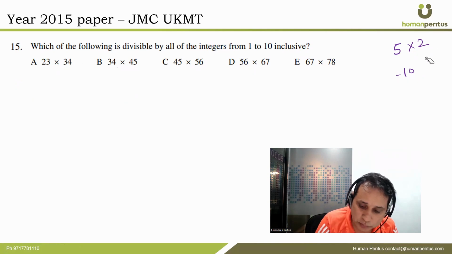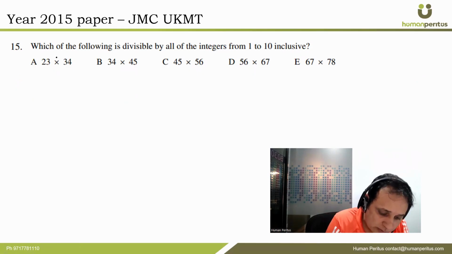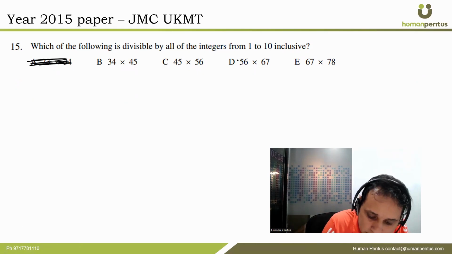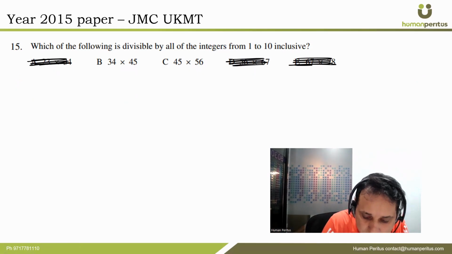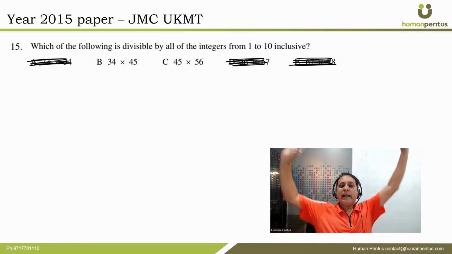Now we need not check all the options. We have simplified it because our idea is to find the answer and not do everything. So A can never be, D can never be, and E can never be. We just need to check B and C. With 10, I have checked.